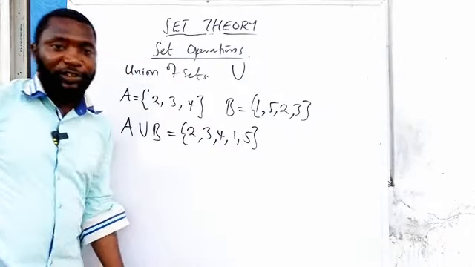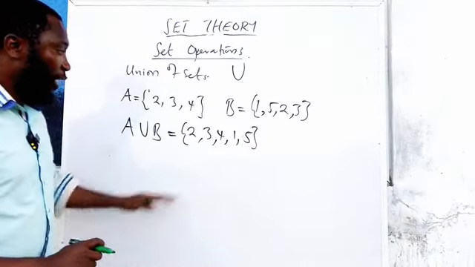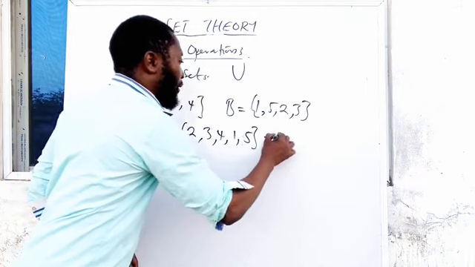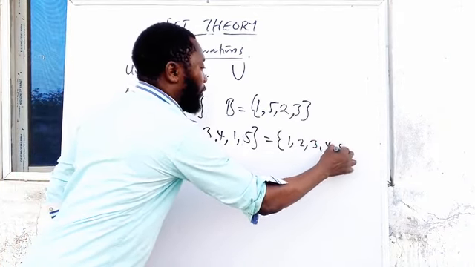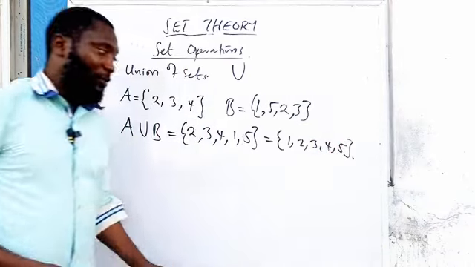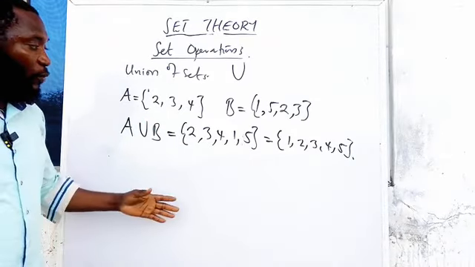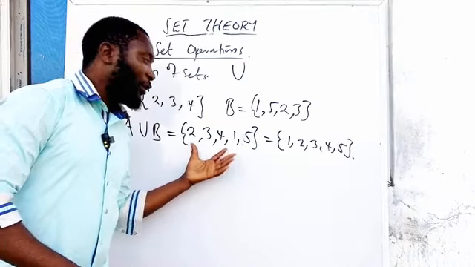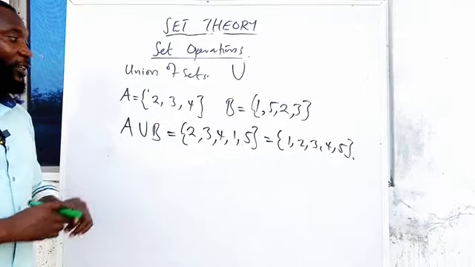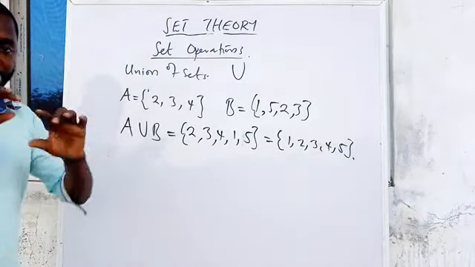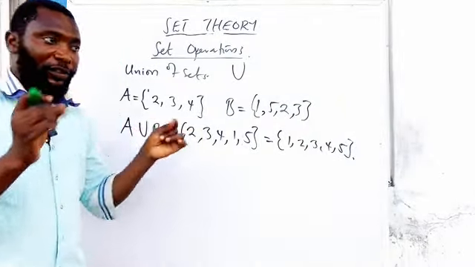The order of arrangement doesn't mean anything. It doesn't affect your set. Either you write it this way or you arrange it in order 1, 2, 3, 4, 5. Both are the same. This is what we call equal sets. Two sets are equal when they have entirely the same members and the same cardinality.